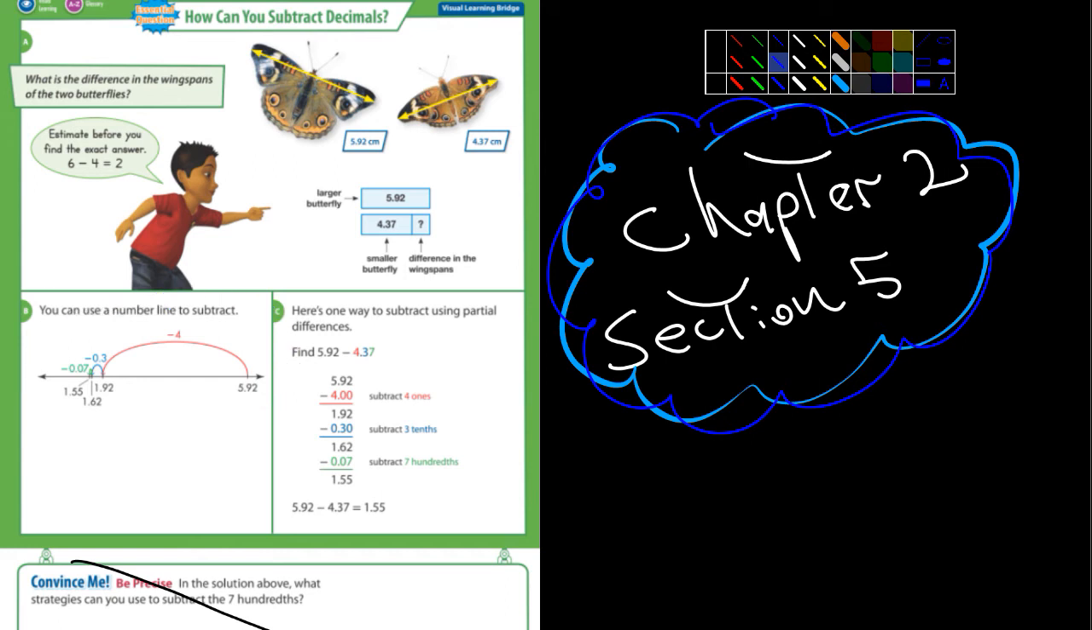Another way you can do it is using partial products or partial differences. And so here's one example. It says find 5.92 subtracting 4.37. And so the first thing they do is they subtract the ones, 4 from 5. The next thing they do is they subtract the tenths. And that's going to be 3 from 9. And then finally you're going to subtract the hundredths. And so the answer they get here is 1.55, and that's 5.92 subtracting 4.37.